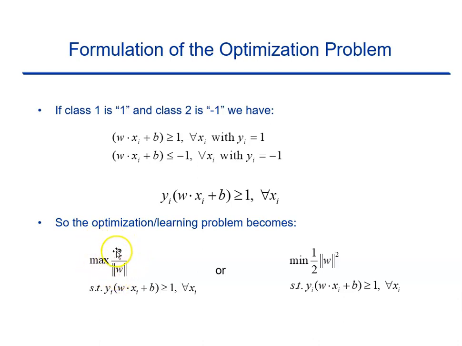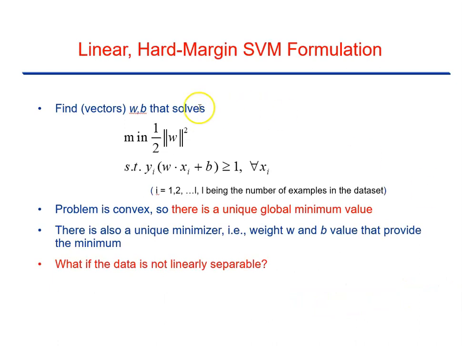So rather than finding the maximum of this value, we can do the same thing by finding the minimum of the opposite, 1 over this value, right? And then we square W to get rid of the sign in case there may be some problems. So our optimization problem becomes like this: find the minimum of this value, so that this inequality is satisfied. And this is what is called the hard margin support vector machine formulation.